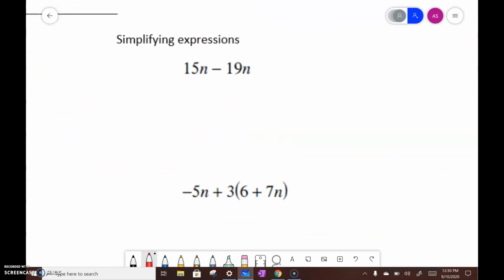Okay, so these two here, they are already like terms. So when we put those together, again, if it's easier for you, just look at 15 minus 19. If you have a calculator, type that in. Okay, so you have 15n minus 19n. That's going to give you negative 4n.